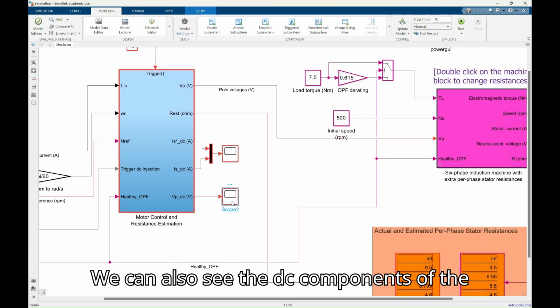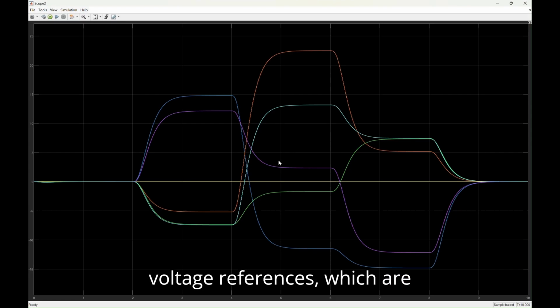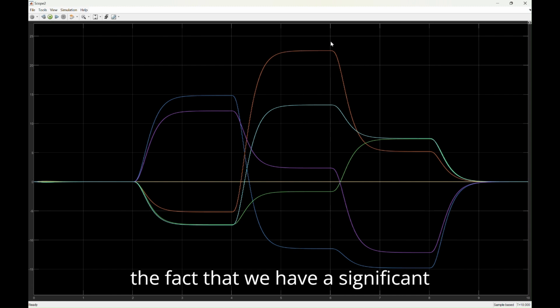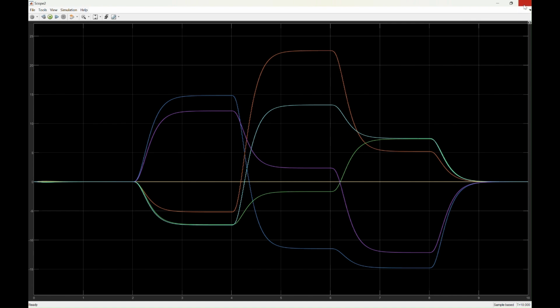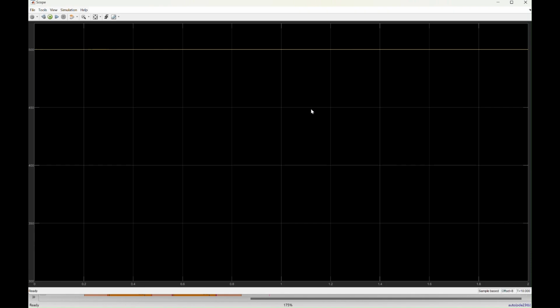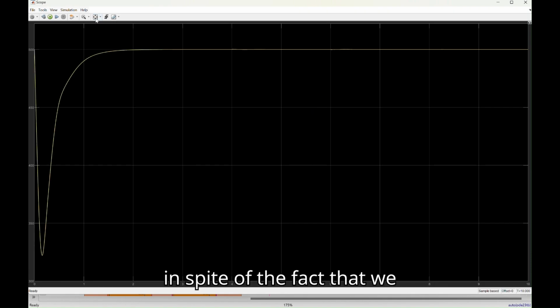And we can also see the DC components of the voltage references, which are very different from each other because of the fact that we have a significant resistance imbalance. The speed: we can see that the speed doesn't change in spite of the fact that we inject DC signals here.